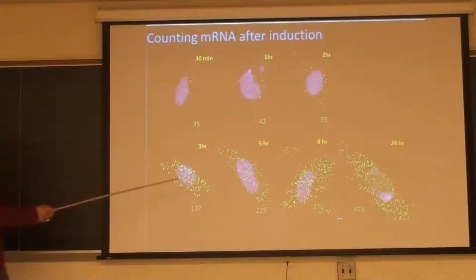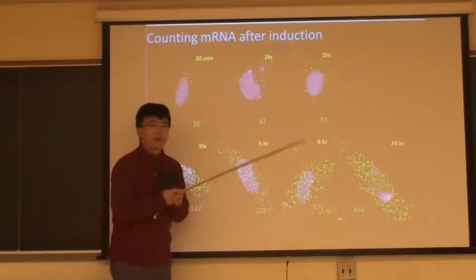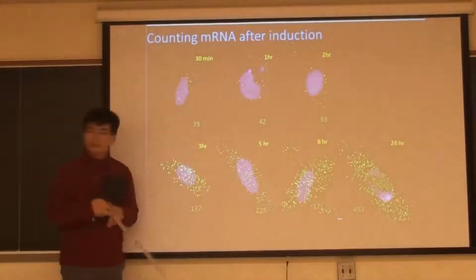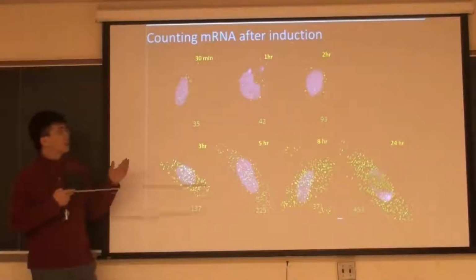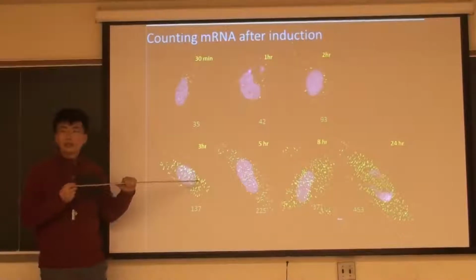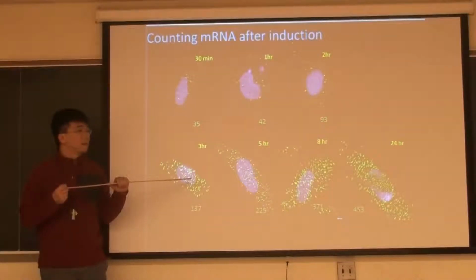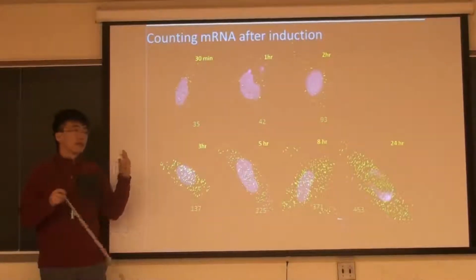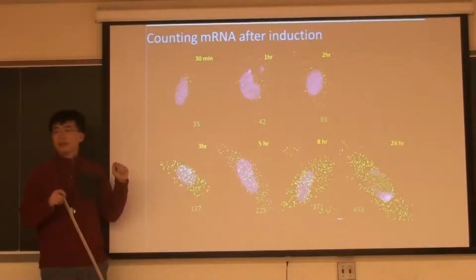And then there's 3, 5, 8, and 24 hours. So what you notice here is that you see the number increase, but the apparent brightness of each spot doesn't go up. That is also one evidence that we are detecting single RNA molecules.